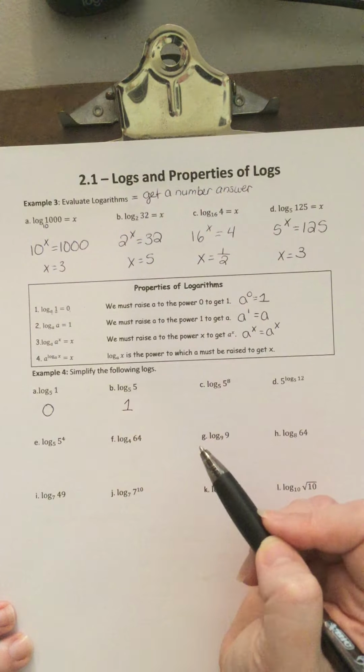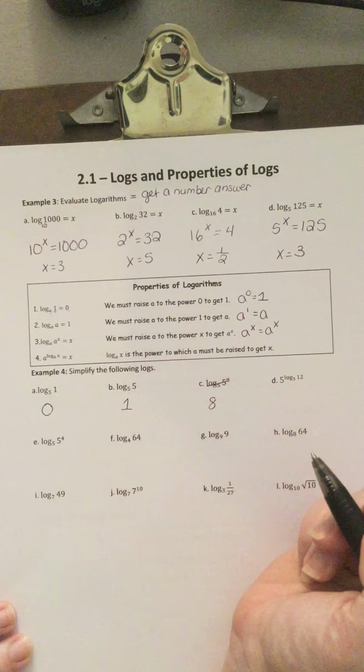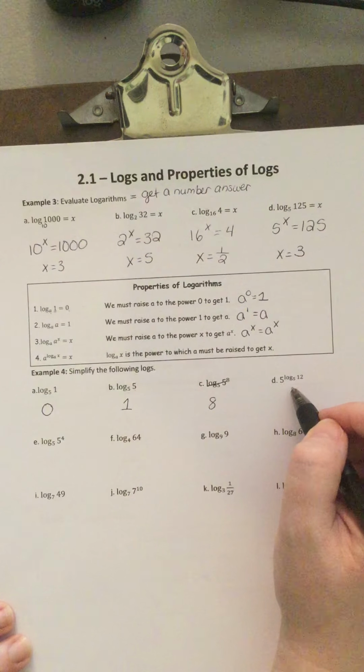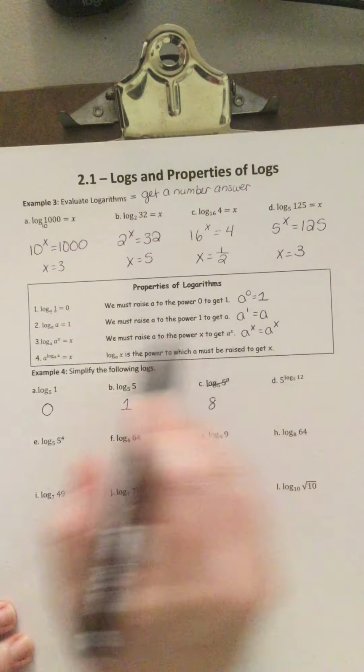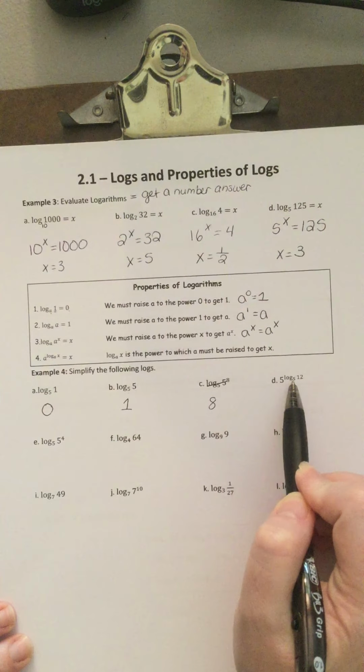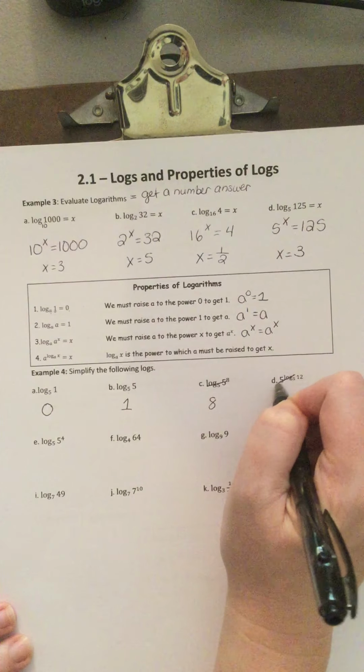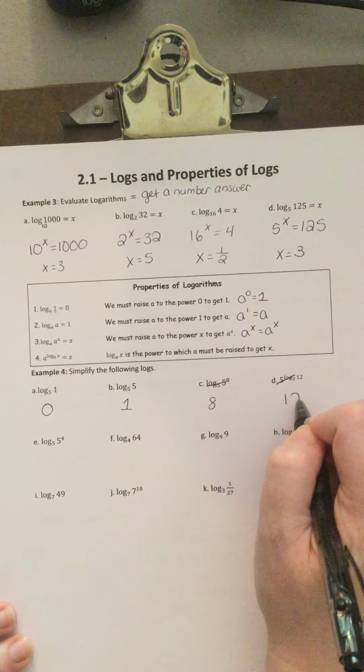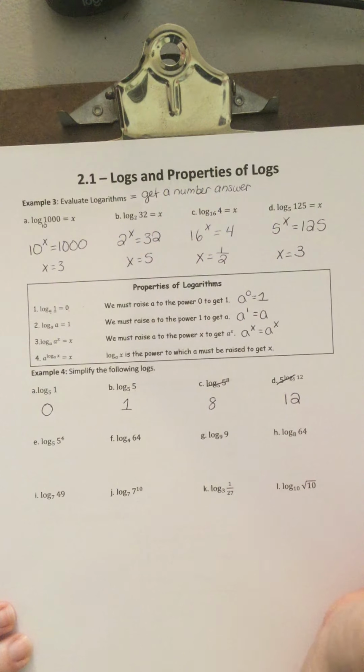All right, when you look at C, we've got log base 5 of 5 to the 8th power. Well, that's just like 3. Your base and the number that you're finding the log of are the same, so you can cancel those out and you're left with whatever that exponent is, so 8. And then for letter D, it's just like number 4 right here. The base of the exponent and the base of the log are the same. When that's true, those cancel out and you're left with whatever your answer was.